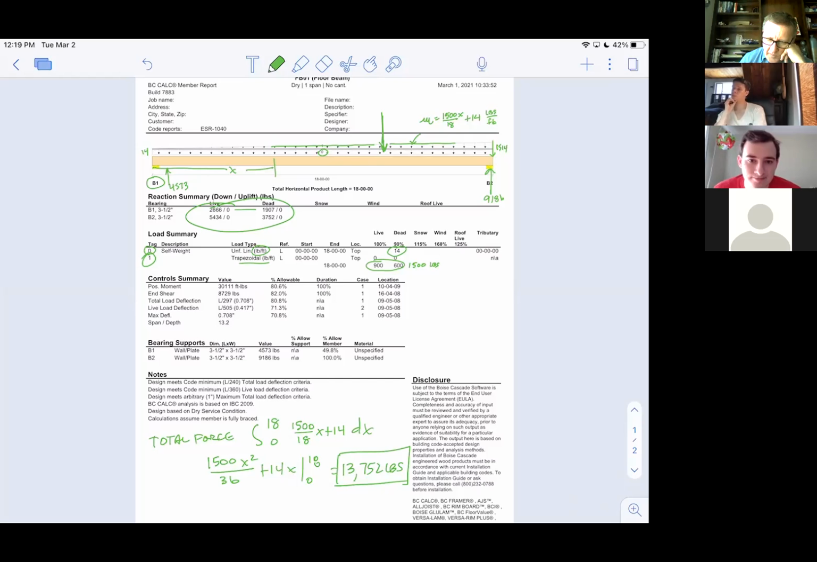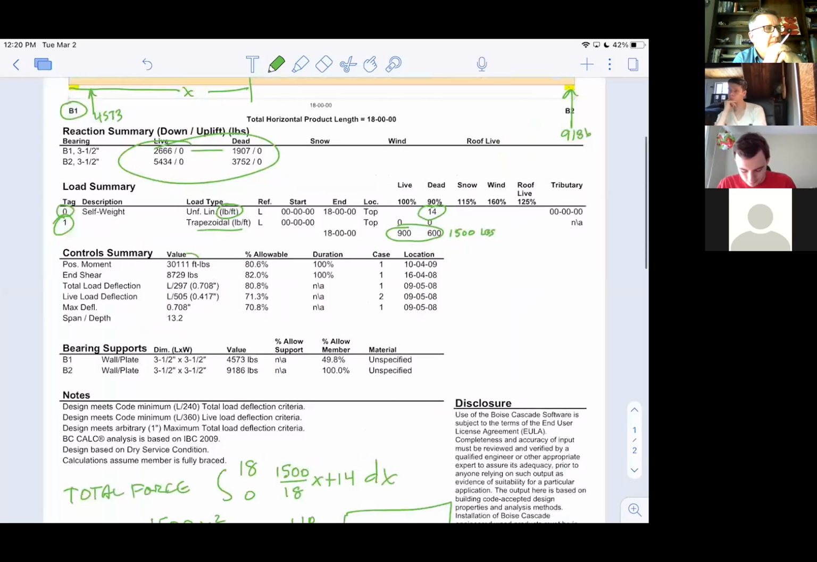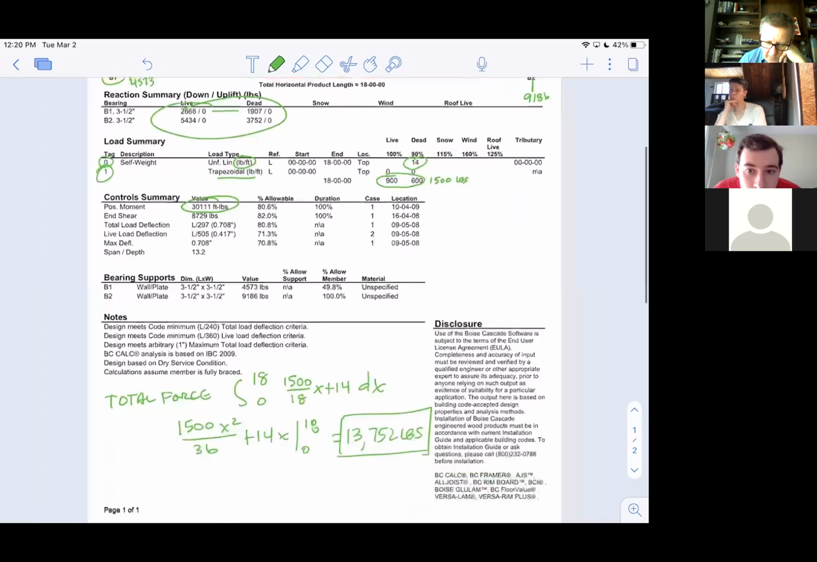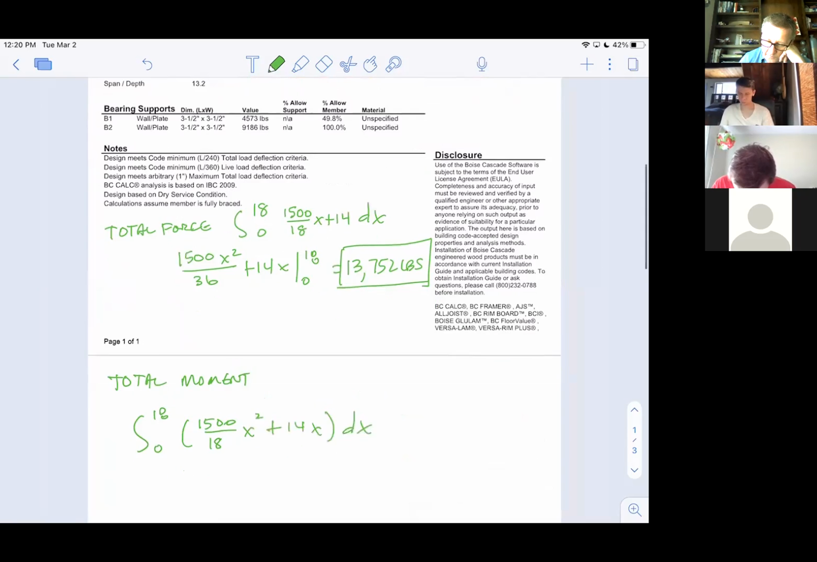So let's get the total moment. By the way, notice the right answer to the total moment is right there: 30,111. Let's see if we get an answer that's close to that, because we know how to do this by hand. Total moment. I'll do this quickly because I know I'm taking too long here. So that'd be still from 18 to 0. It would be 1,500 over 18 x plus 14, all multiplied by x before you even take the integral. So that means this would be an x squared and this would be an x. And now take the integral.